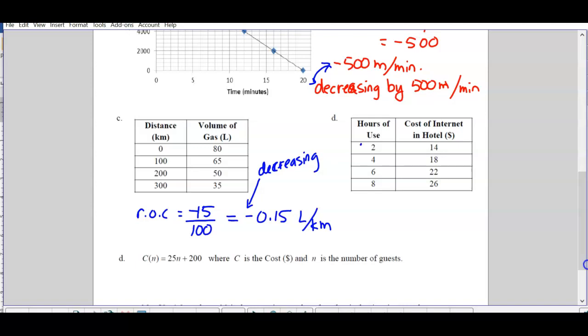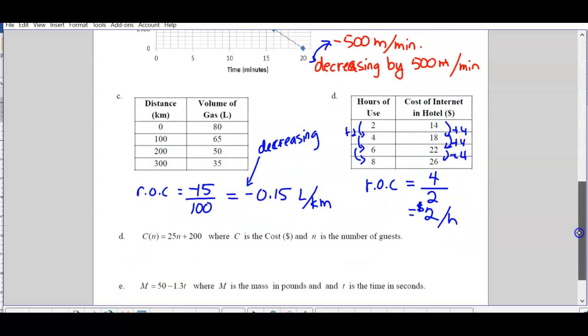Then here, these are all increasing by 2, so they're consistent. This is increasing by 4, right? So your rate of change is 4 over 2, which is 2. So this would be dollars per hour. So internet would cost $2 per hour. Okay, that's what that's saying.